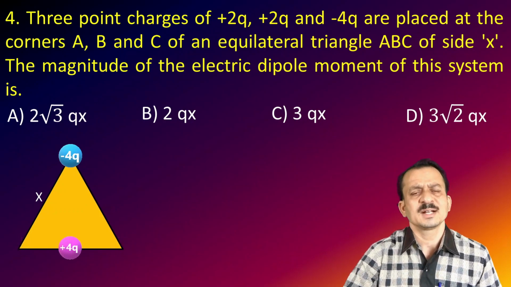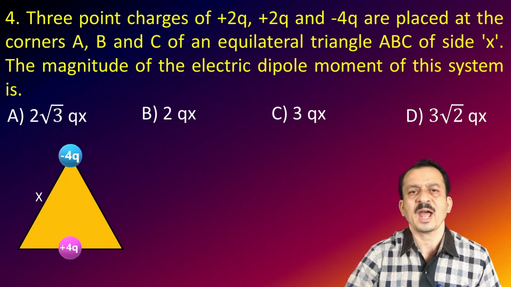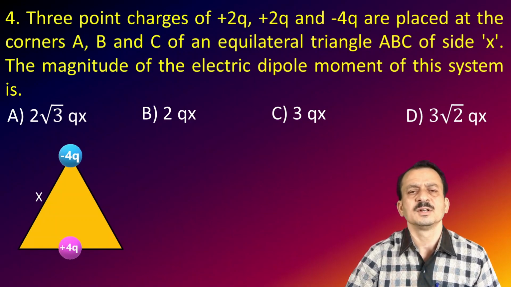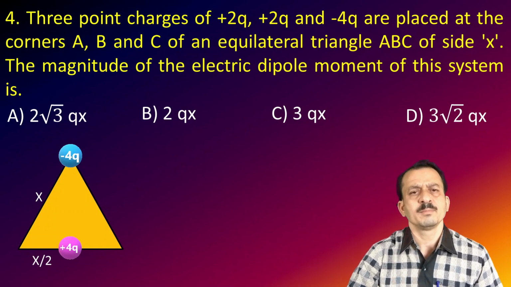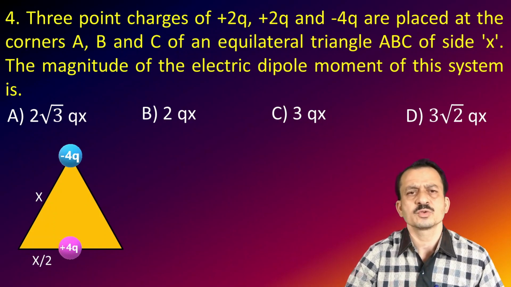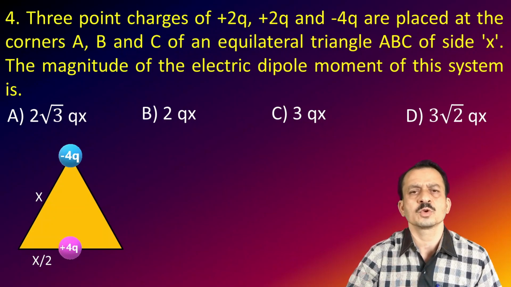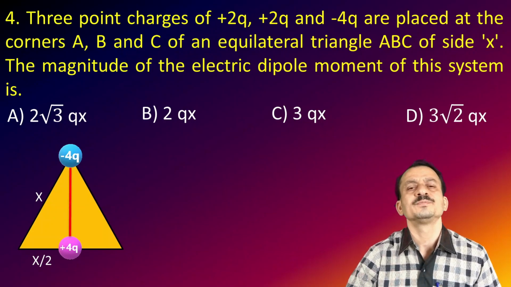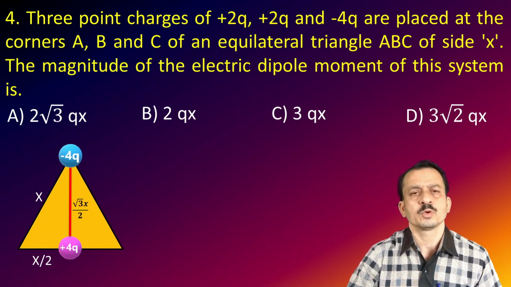So I will replace those 2 charges plus Q by a single charge at the middle as shown in the diagram. Now the distance of that middle charge from the previous plus Q charge is x by 2. By using the Pythagoras theorem, if I find the distance between the middle charge and the minus 4Q charge as shown in the diagram, it is root 3 by 2 into x. Now that is the distance.